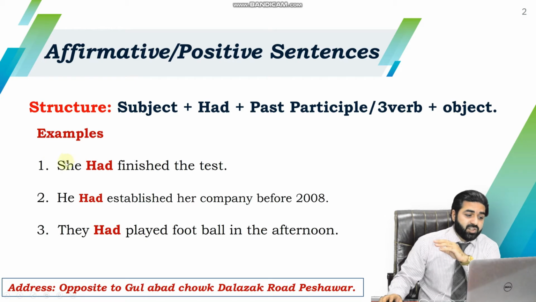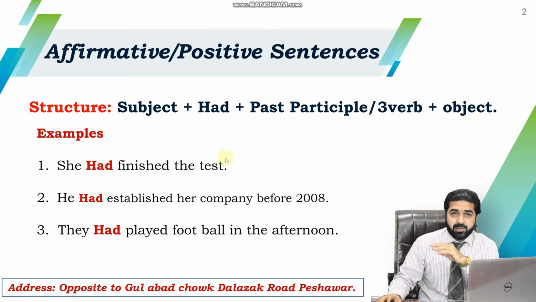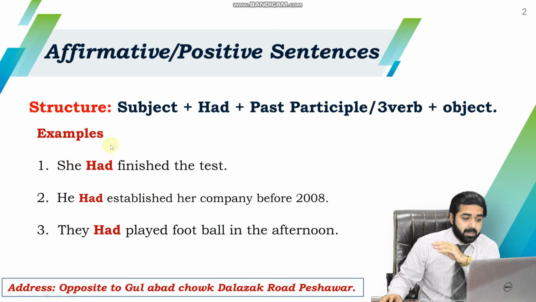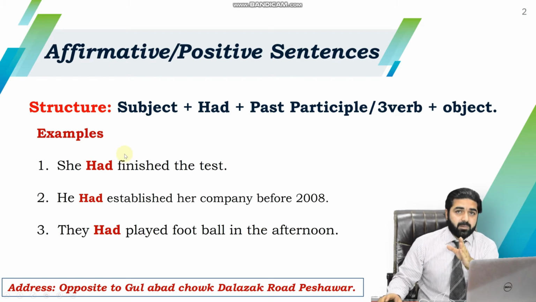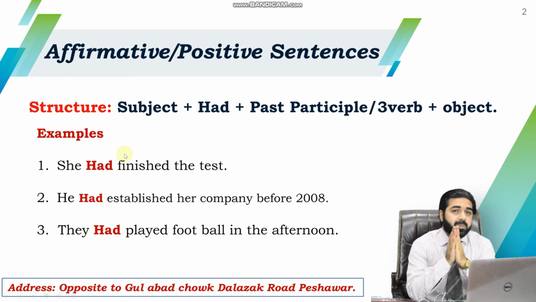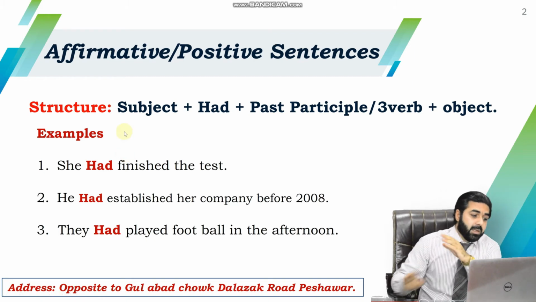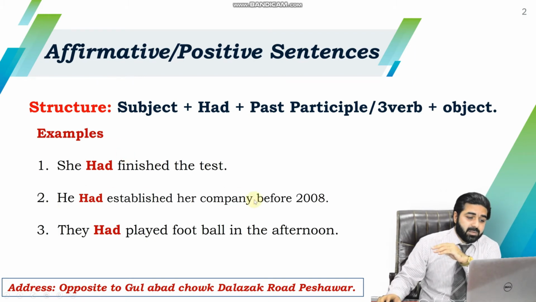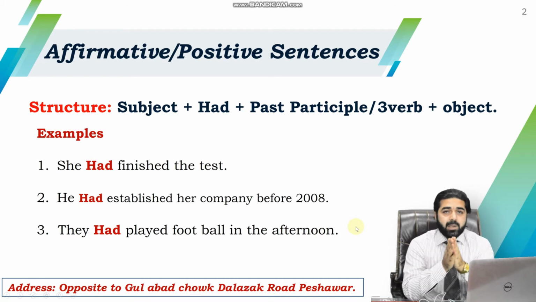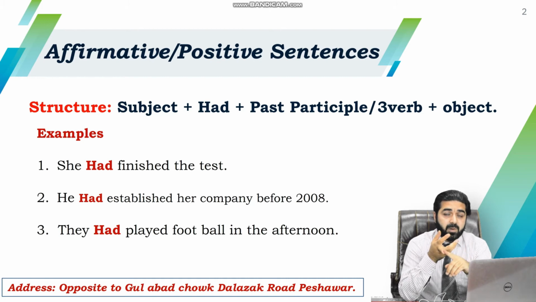For example, she had finished the test, right? So first of all, she is subject, then had, and then past participle finished. It means that finished is the third form of the verb. Remember, past perfect में आपने third form of verb लगाना है, right? And the next example here we have, he had established a company before 2008. They had played football in the afternoon. Once again, remember structure: subject plus had plus third form of verb plus object. This is for affirmative sentences.